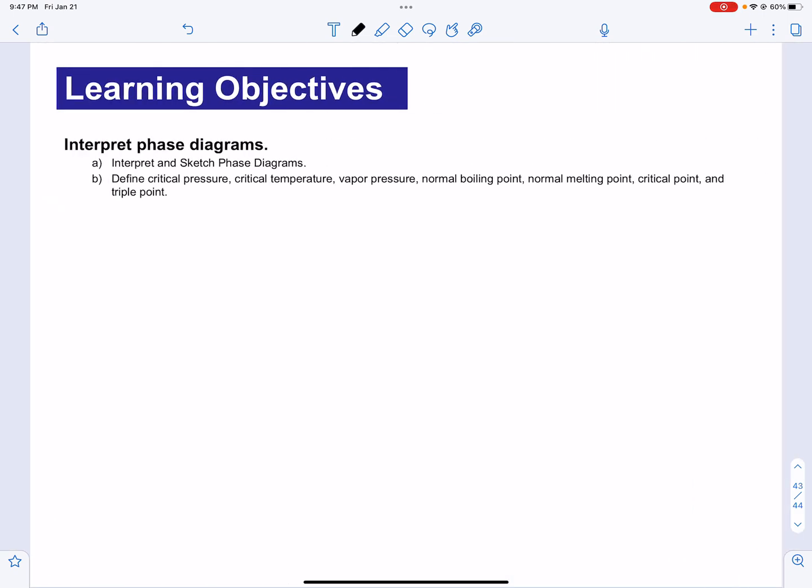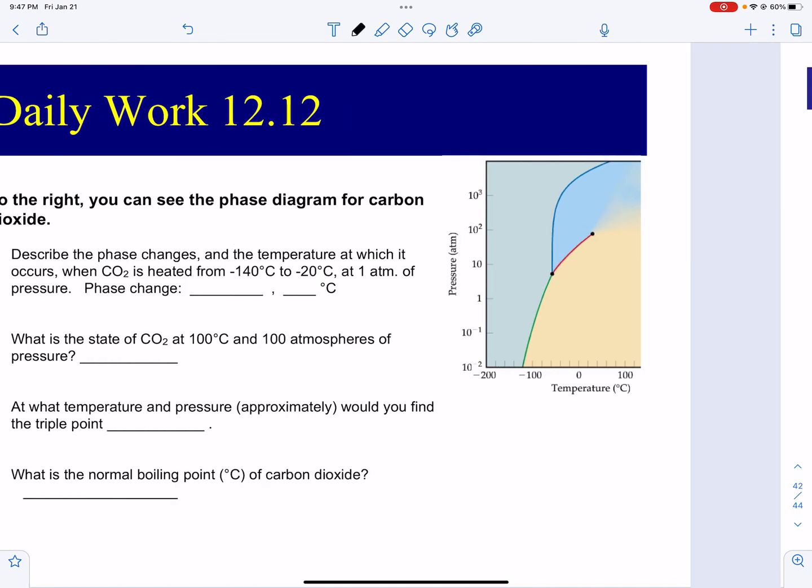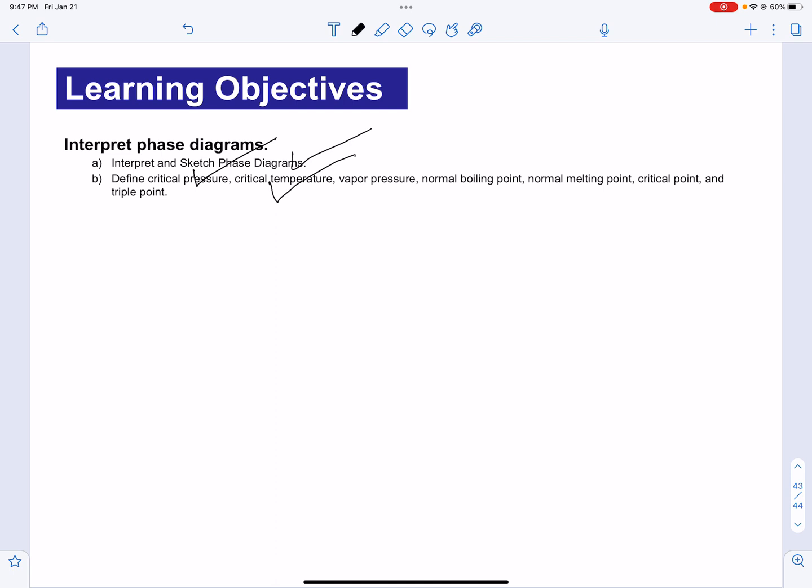And with that, you have been introduced to the phase diagrams. You know where the critical pressure is. You know where the critical temperature is. Let's review that. At the end of the equilibrium line between the liquid and the gas, that's your critical point. So this is your critical pressure and this is your critical temperature. That's why it's so good to review the learning objectives always at the end, to make sure I didn't forget anything.